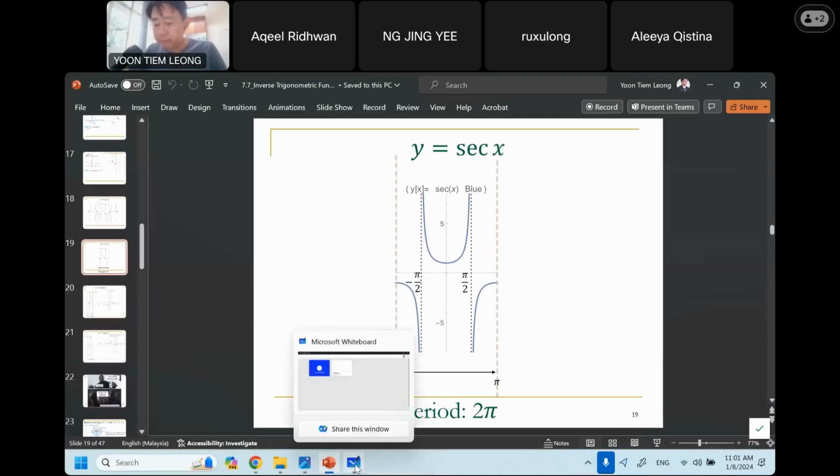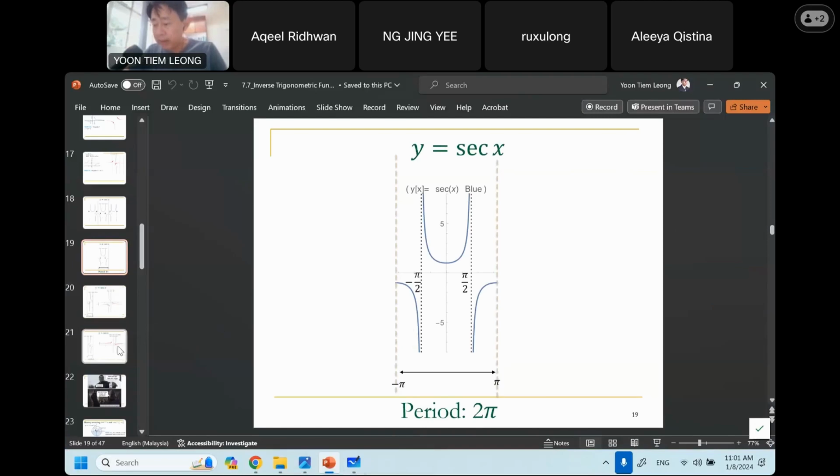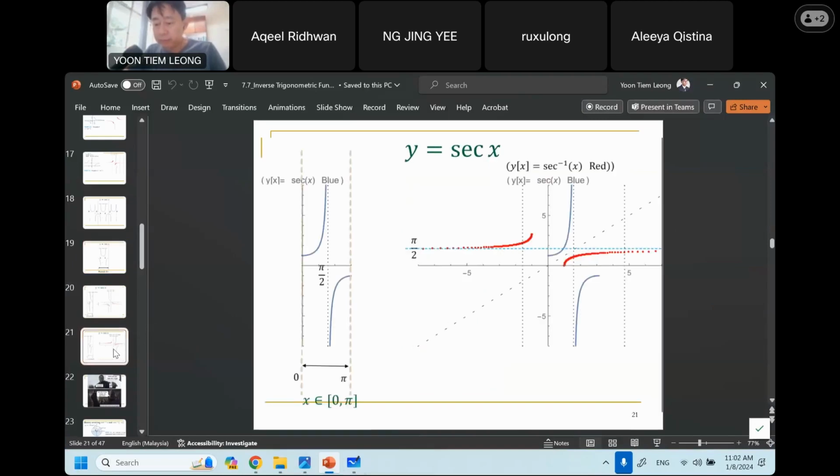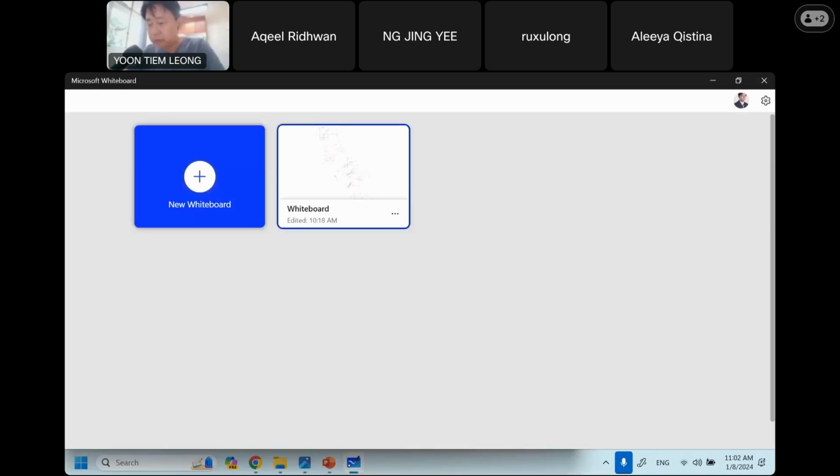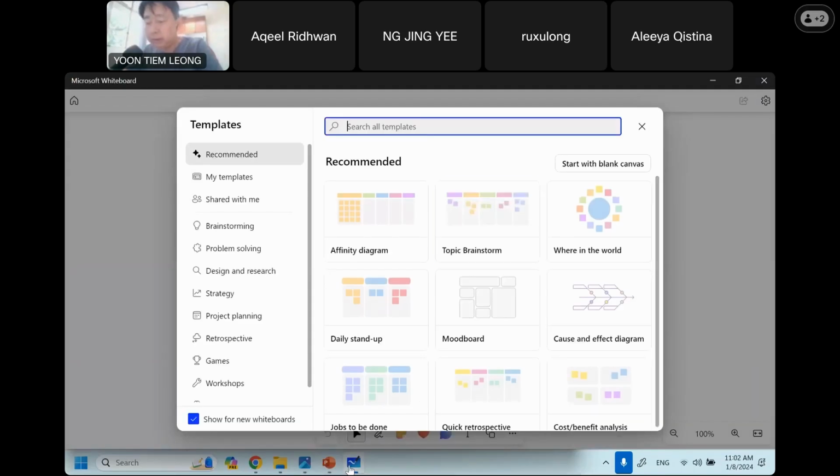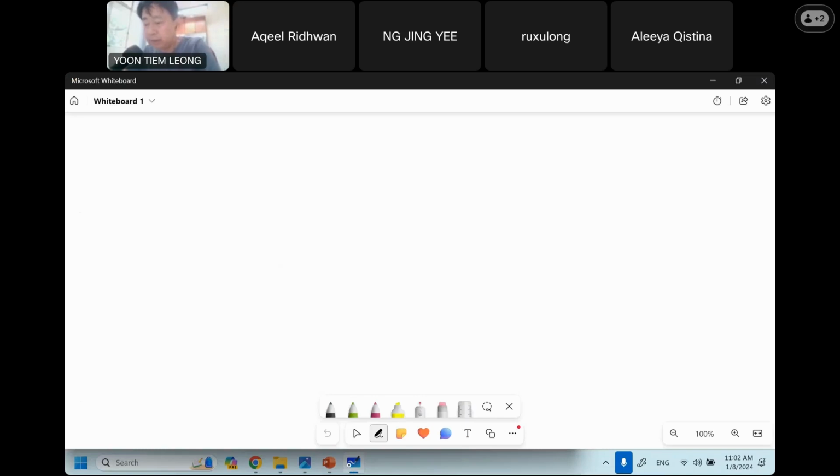So let us look at the secant function. It is defined from 0 to 2 pi, and if you restrict it to 0 to pi, then this is the shape of a secant function. So let us try to construct the shape of a secant function that is running from 0 to pi. And as already discussed earlier on, the shape of the function is just looking like this.